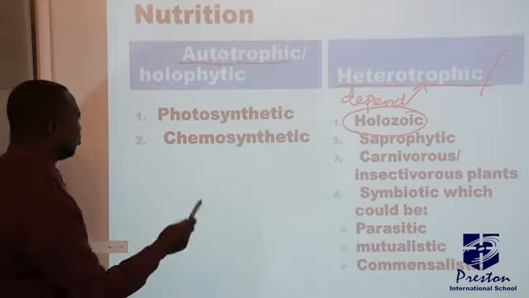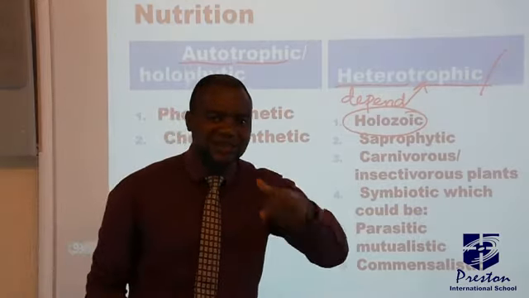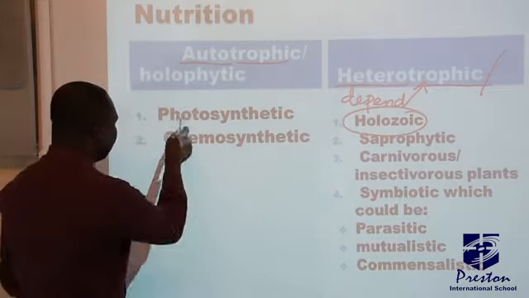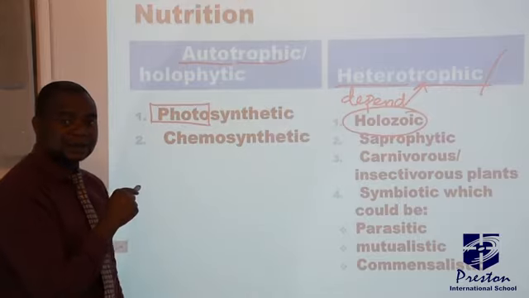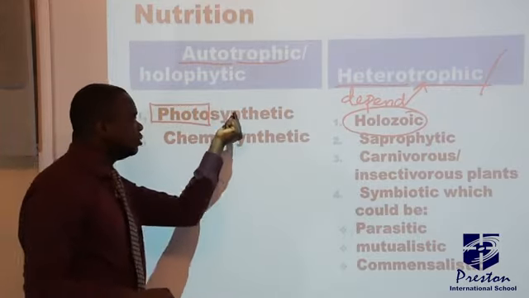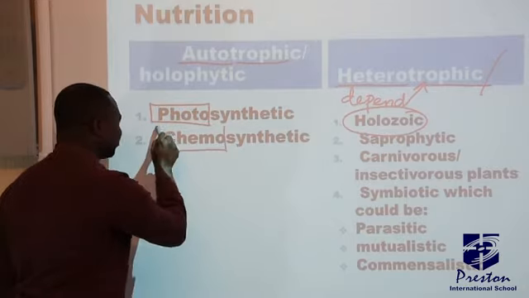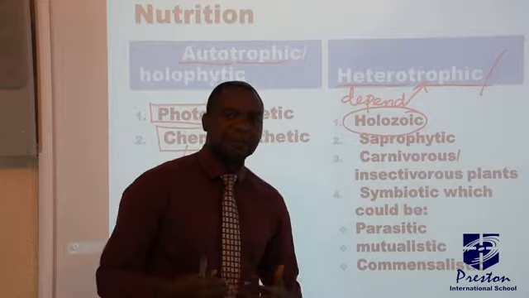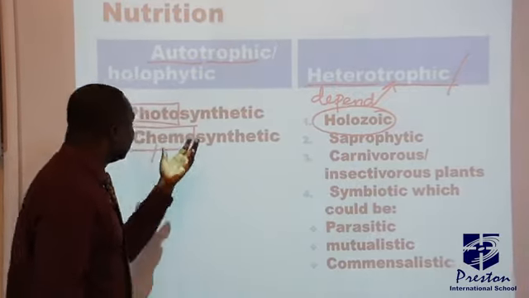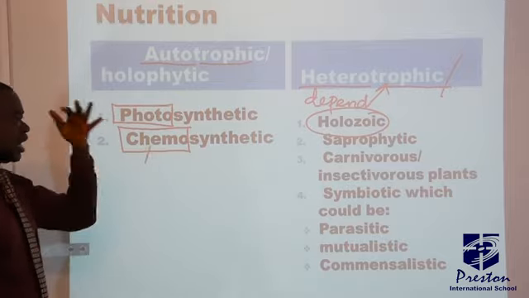Those two words are coming from where they are obtaining the energy they are using to process the food they are making. Number one, for photosynthetic, the energy used is obtained from sunlight. That is why we call it photo and producing food. While in case of chemosynthesis, the energy used for this food production is obtained from the chemical stored up in the body of that very organism. So, autotrophic we have photosynthetic and chemosynthetic.